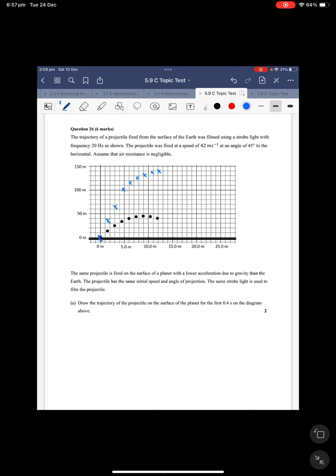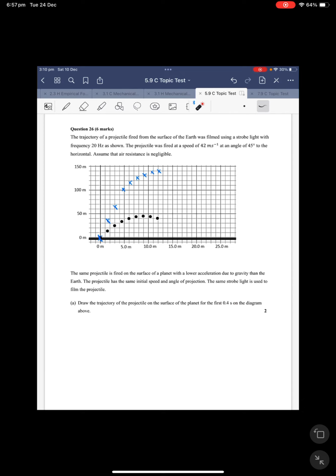Okay, so the next question is another graphical interpretation question. We have this strobe light here, and that's showing the path of some particular projectile on Earth. The same projectile is fired on the surface of a planet with a lower acceleration due to gravity than the Earth. The projectile has the same initial speed and angle of projection. The same strobe light is used to film the projectile, and we want to draw the trajectory of the projectile on the surface of the planet for the first 0.4 seconds on the diagram above.